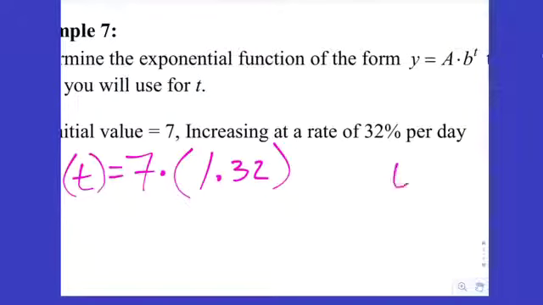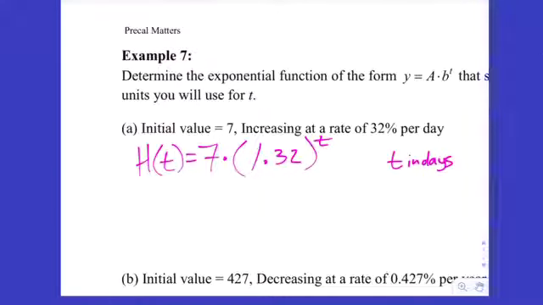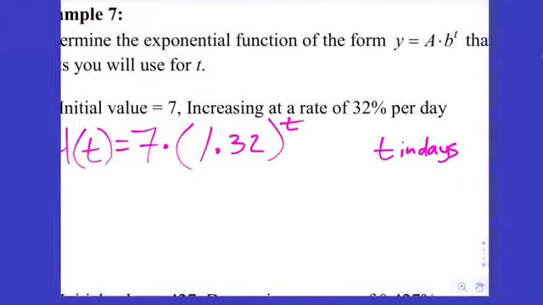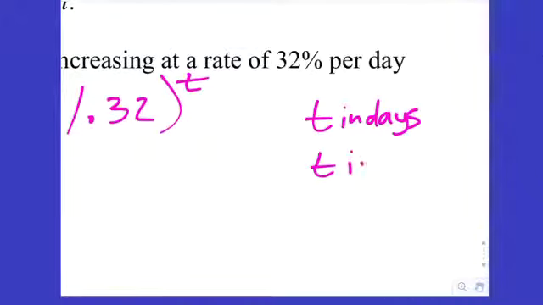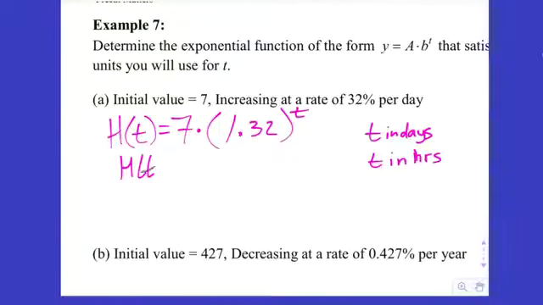So if we let t be in days, defining our unit, then it would just be t divided by 1, right? T divided by 1 is just t. So days would be probably the best unit to use here, so we wouldn't have to have fractions. But let's do a little mental exercise and deliberately change the units. What if I wanted t to be in hours? Well, that's going to be h of t. It's still going to be 7 times 1.32, but now it's going to be t divided by 24, since 24 hours equals 1 day.